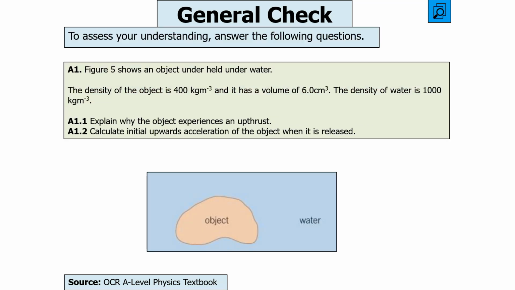The next question says, Figure 5 shows an object held underwater. The density of the object is 400 kilograms per meter cubed and has a volume of 6 centimeters cubed. The density of the water is 1000 kilograms per meter cubed. Explain why the object experiences an upthrust, and then calculate the initial upwards acceleration of the object when it is released. So pause the video now, then unpause the video when you want to go through your answer.